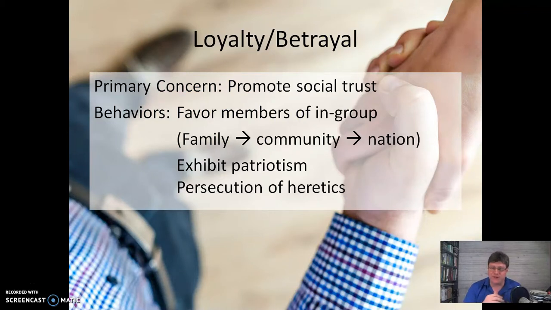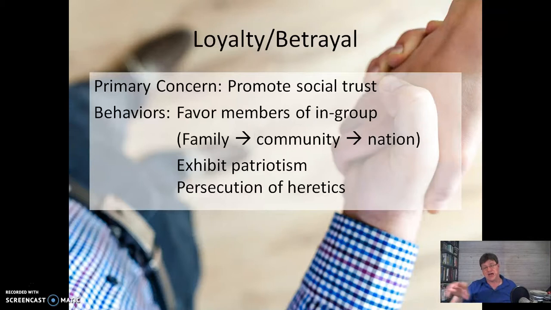The next foundation is loyalty and betrayal. The concern of people with this foundation is the promotion of social trust. And when you're talking about these individuals, they care about the in-group. And that grows depending upon what level of analysis you're at. So you care about your family. Then you care about your community. Then you care about your nation. And finally, you care about the world.